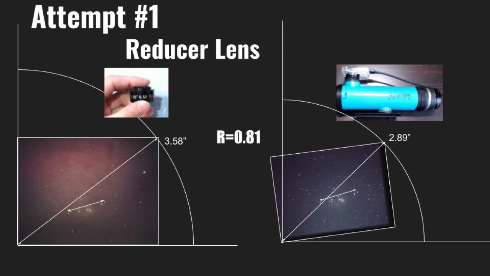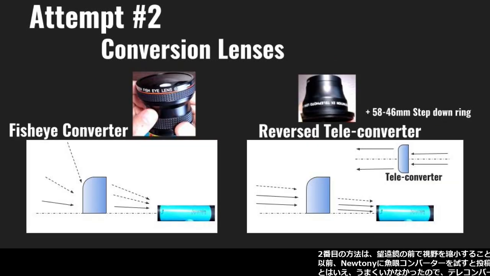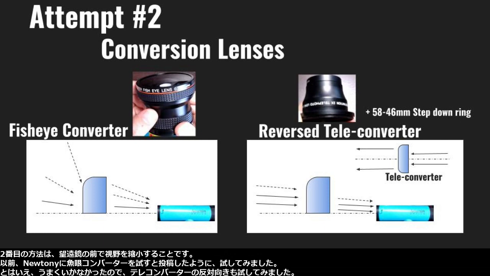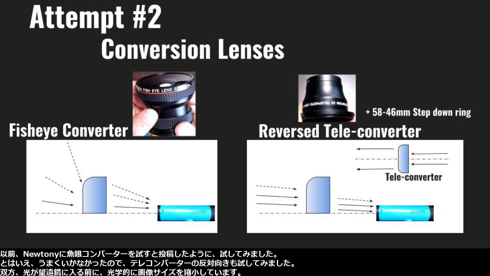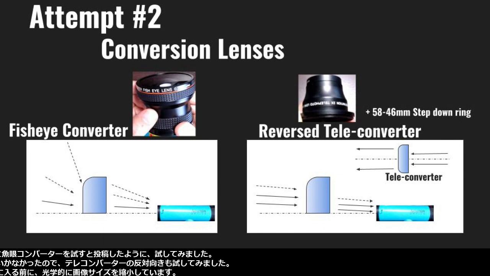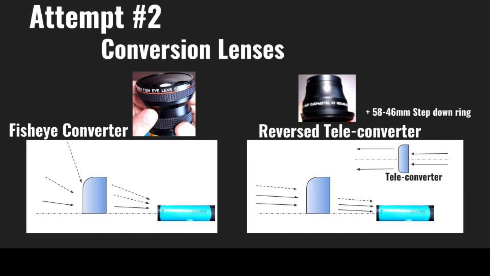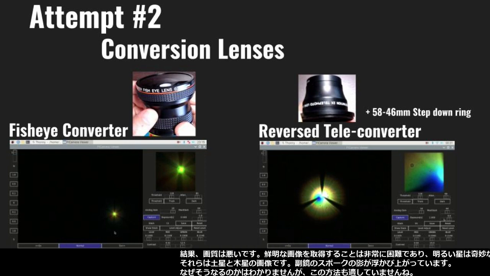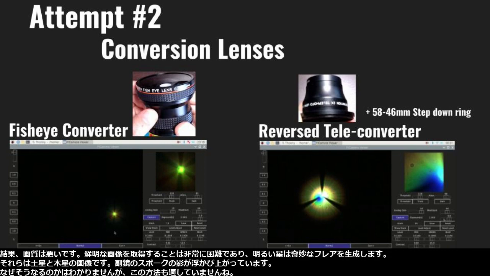That is my conclusion. Second method is to reduce the view in front of the telescope. Like I previously posted, I would try the fisheye converter for Newtony. I did. Well, it did not work, so I tried reversing a teleconverter as well. They are optically reducing the image size before the lights go into the telescope. However, the image quality is poor. Getting a sharp image is very difficult, and also the bright star creates strange flares.